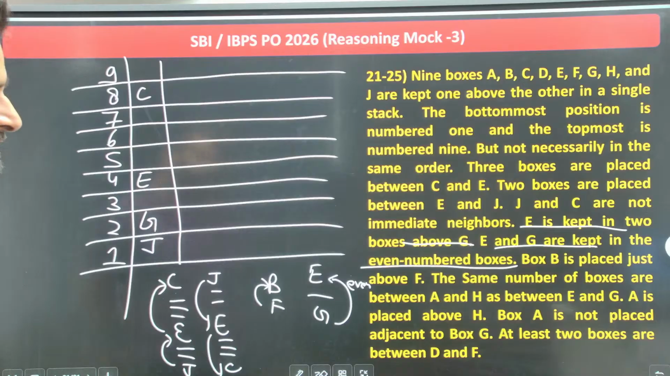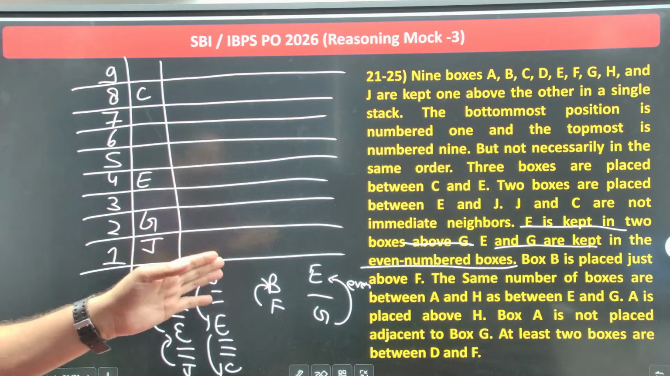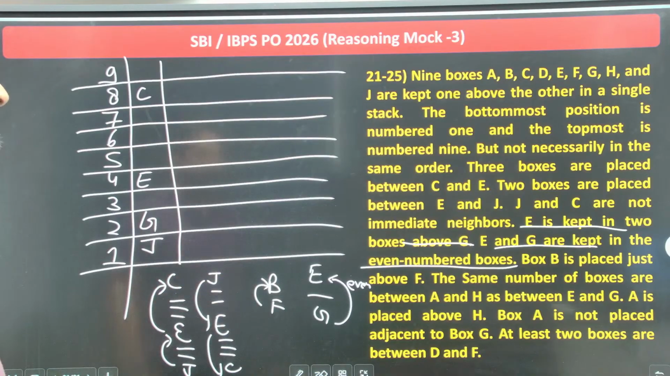J and C. Now this is wrong. J and C are not immediate neighbors. Okay, E and G are at even positions. Let's see B and F. AH is equal to EG.